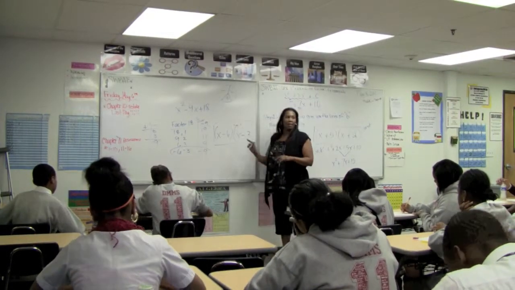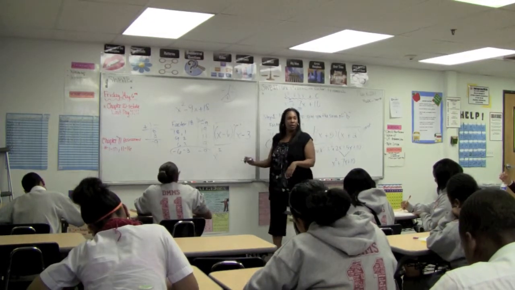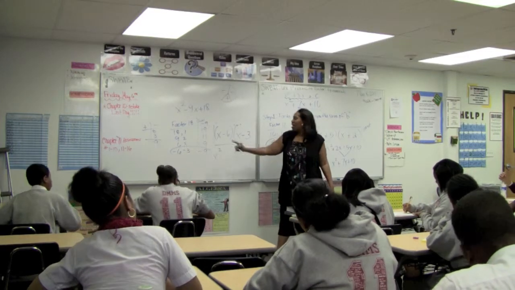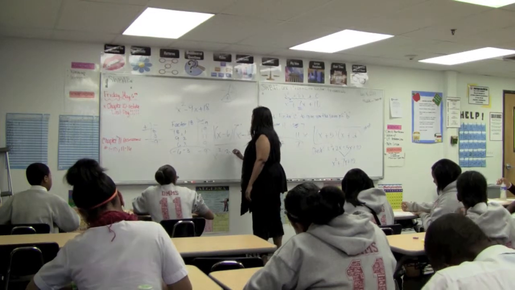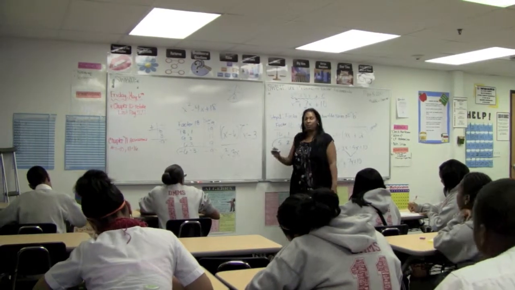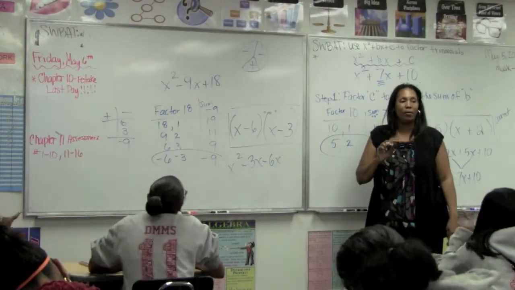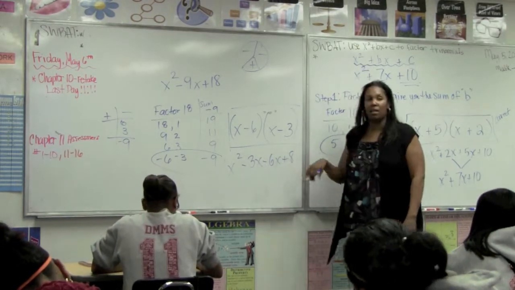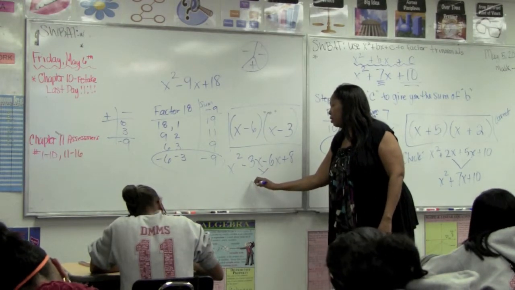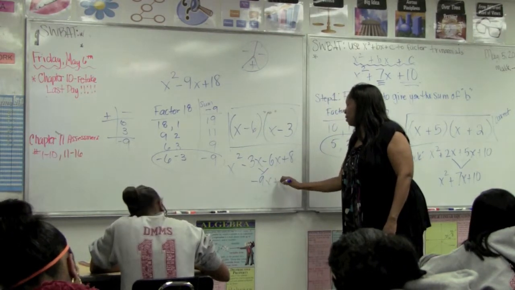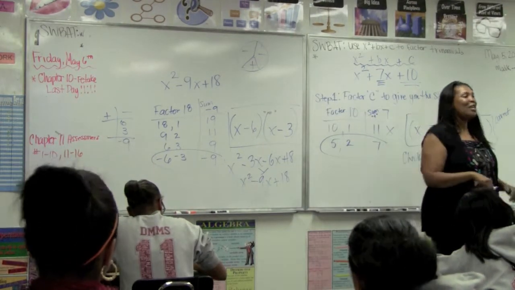X times X? X to the second. Good job. X times negative 3? Negative 3x. Negative 6 times X? Negative 6x. Negative 6 times negative 3? Positive 18. Are we finished? No, we gotta do it like first. So what do we get here? Negative 9x plus 18. Did we get the same thing? Yep. So that's our answer.